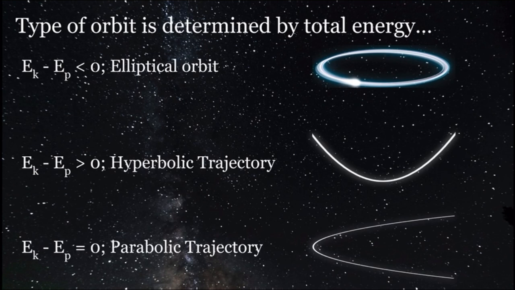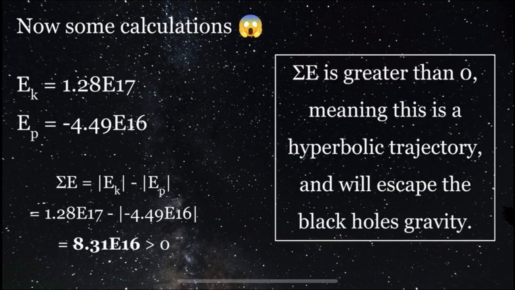And if the difference is 0, or the kinetic energy is equal to the potential energy, then it will have a parabolic trajectory. One of the interesting qualities of a parabolic trajectory is that it is always moving at the escape velocity. Now for some calculations. The sum of the kinetic energy and the difference between that and the potential energy ends up being 8.31 times 10 to the 16th, which is much greater than 0, leaving us with a hyperbolic trajectory, meaning it will escape the black hole's gravity very quickly.